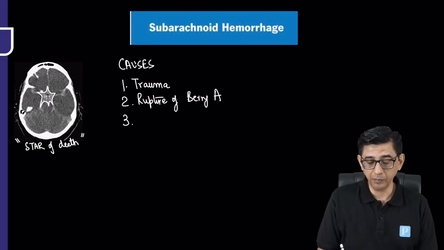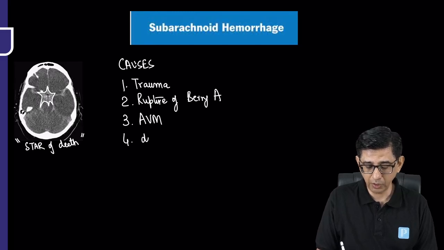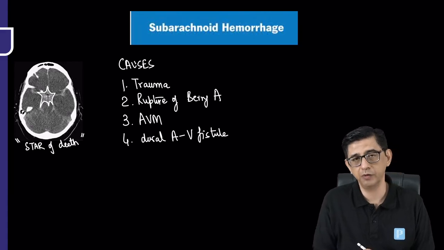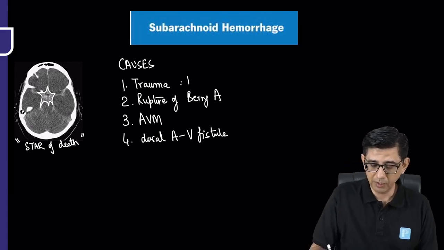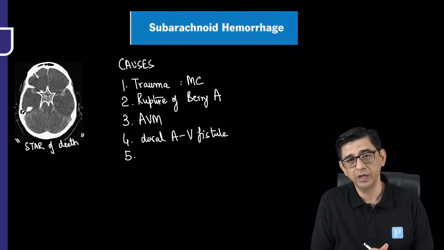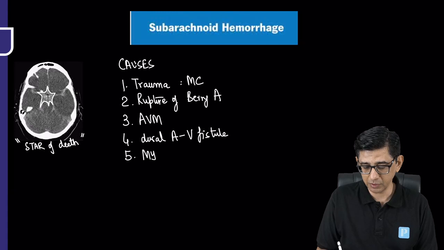Apart from rupture of berry aneurysm, another important cause to be remembered is arteriovenous malformation. Then there can be dural arteriovenous fistulas as well. While doing these MCQs, these standard causes have to be remembered apart from points number 1 and 2. But in some questions, you will come across a complication of subacute bacterial endocarditis. One of the complications where you could have a possibility of subarachnoid hemorrhage is mycotic aneurysm rupture, and this mycotic aneurysm is a complication of subacute bacterial endocarditis.